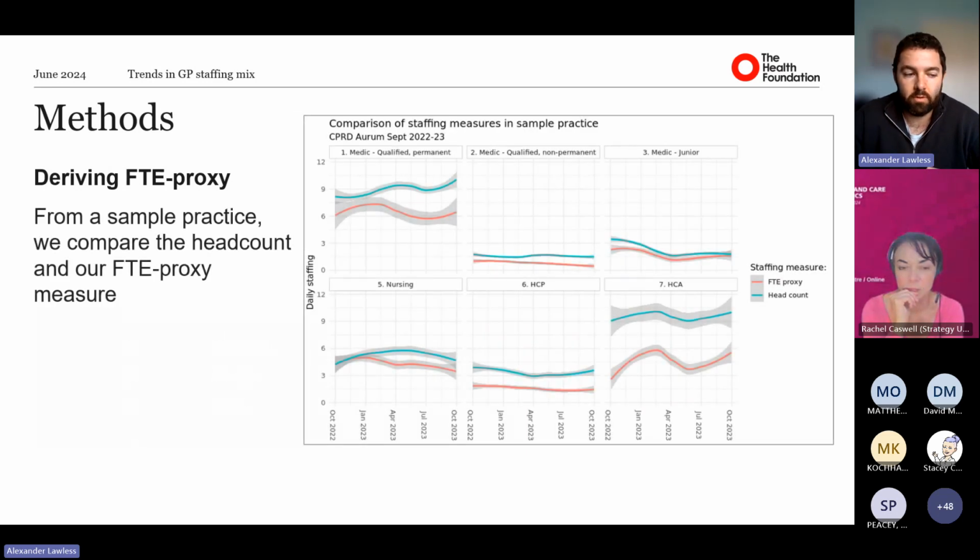The first step we took at that point was to compare our FTE proxies to our headcounts, just as a sense checking exercise. And we can see that, as you expect, the FTE proxy line, the red line there, the values are quite a lot lower than our headcount, suggesting that there are a number of members of staff across the sample that are doing less than full-time working, but broadly follow similar trends, and therefore it's a valuable exercise to work through, we thought.